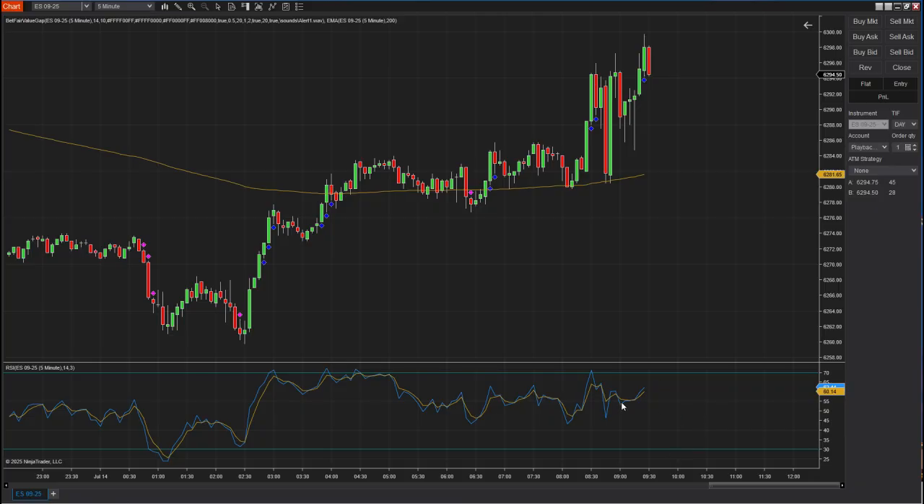And then we'll look at the RSI. If we are breaking the 70 or breaking the 30, we're overbought or oversold. We don't want to take an entry. Really, really simple, but it can be quite useful.